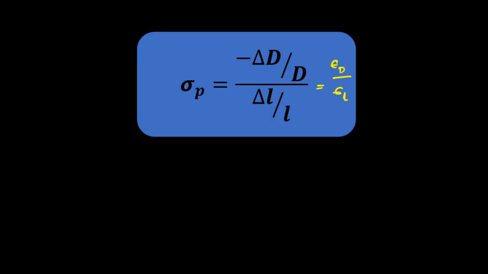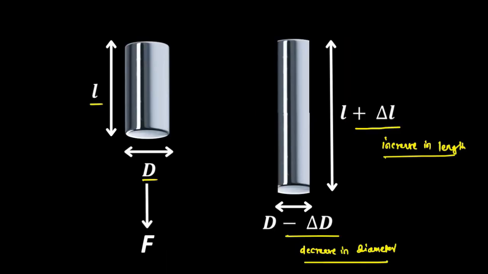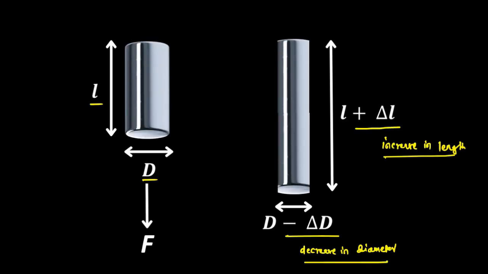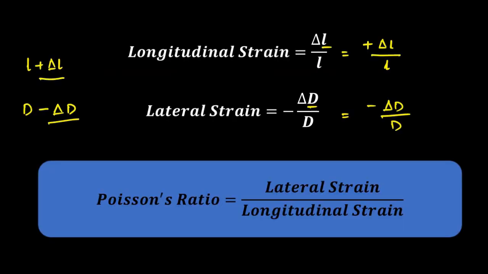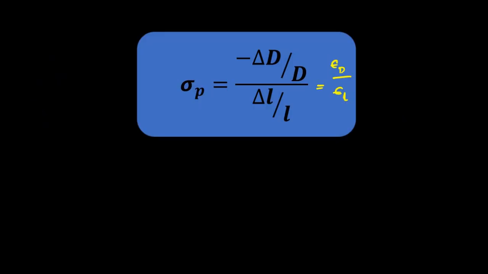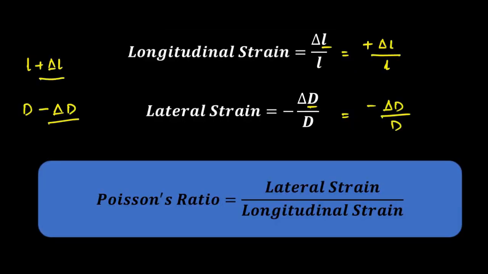And this whole concept is called thinning, because as the force is increased, as there is elongation, the wire gradually thins down. Cross-sectional area decreasing, length increasing. So this concept in itself, this ratio of lateral strain to longitudinal strain, is called Poisson's ratio. Okay, so this is the thing.